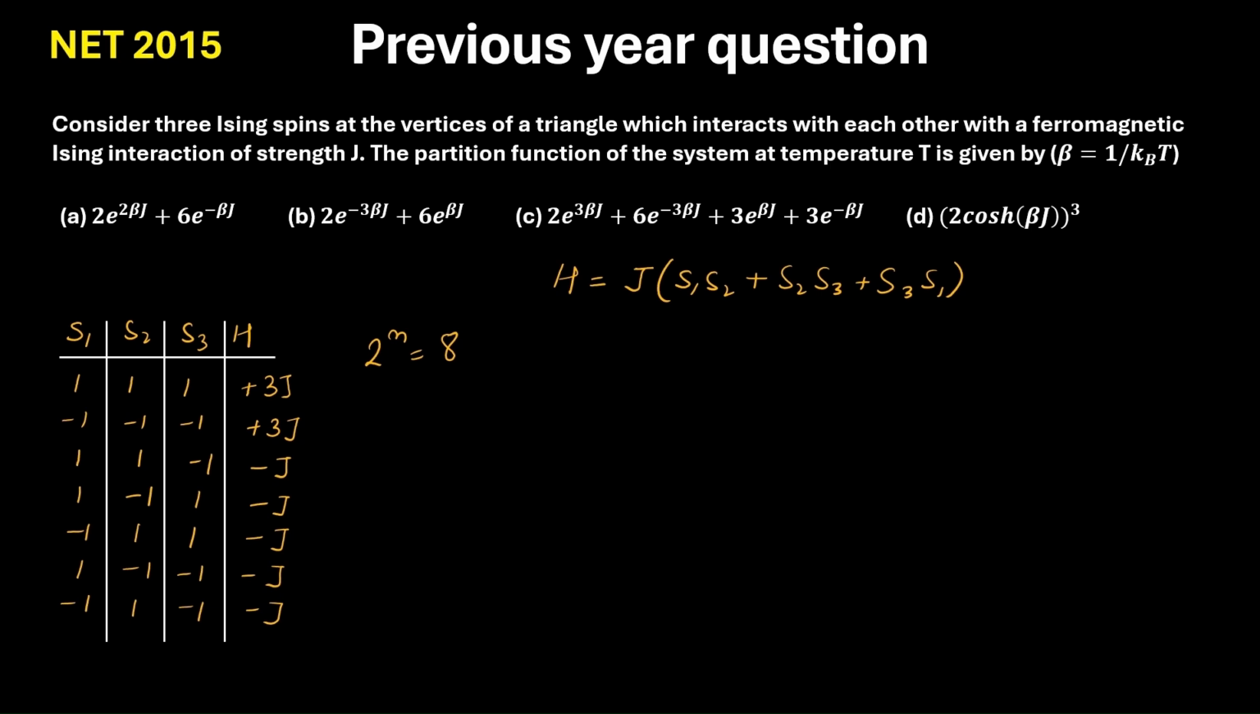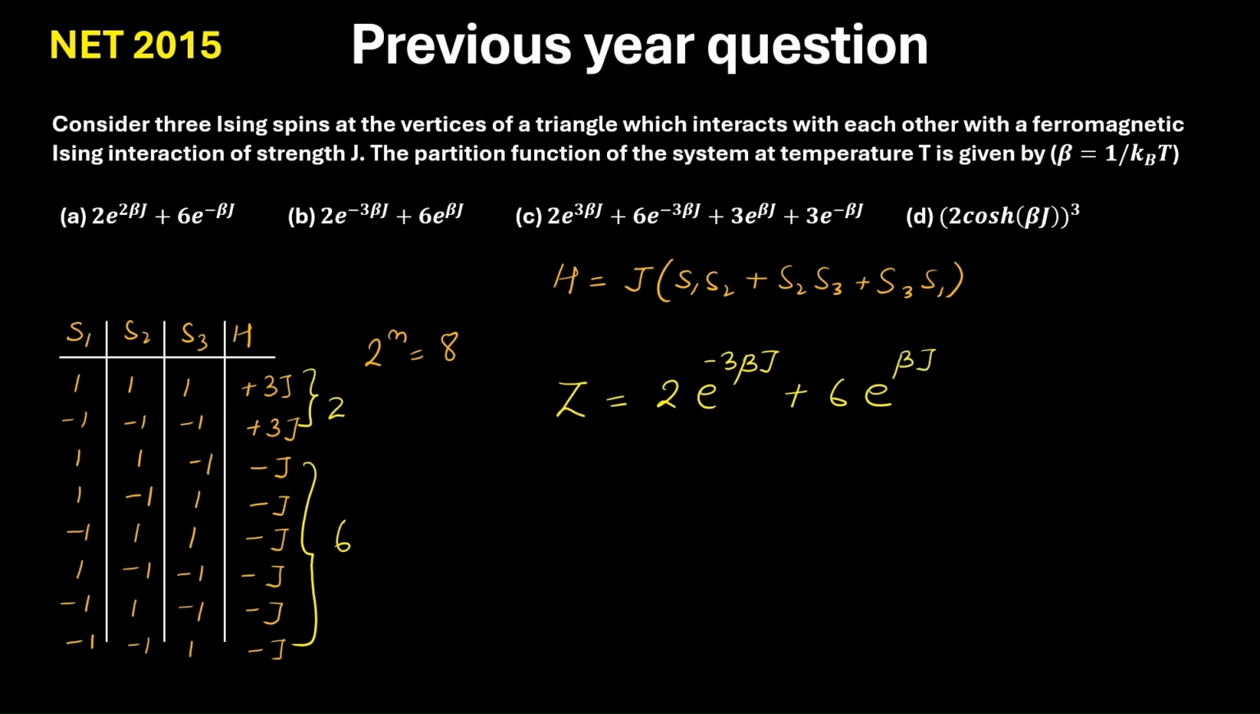So how many do we have now? We need to have one more. So it will be minus 1, minus 1, 1. So this will also give minus J. So here we can see they all have the same energy, so there is a degeneracy of 6, and here there is a degeneracy of 2. Now we can write the partition function. So Z is equal to 2e to the power minus 3 beta J plus 6e to the power beta J. So this is the partition function. So it matches with option B.